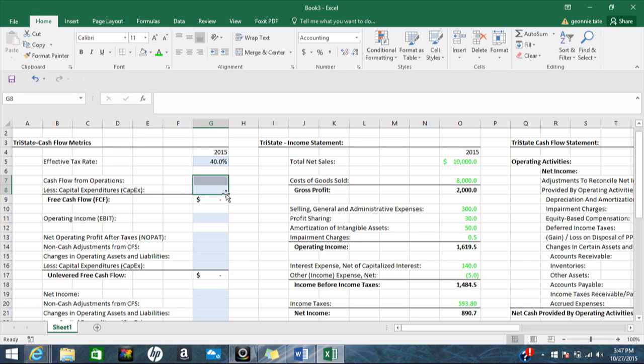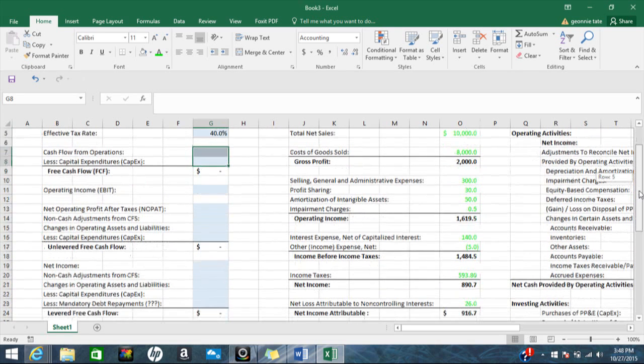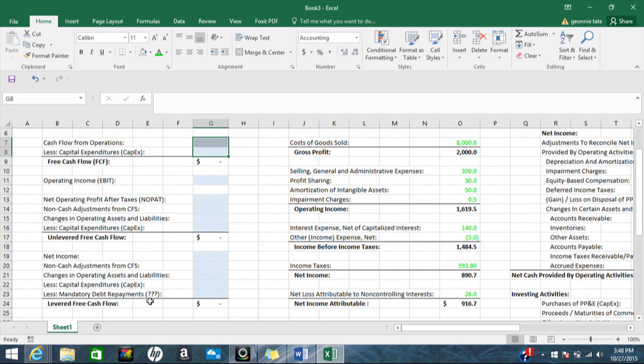Hello, my name is Terry, and today I'll be going over free cash flow, unlevered free cash flow, and levered free cash flow. The difference between unlevered free cash flow and levered free cash flow is the inclusion or the exclusion of debt. Levered free cash flow includes debt. The unlevered free cash flow excludes debt.